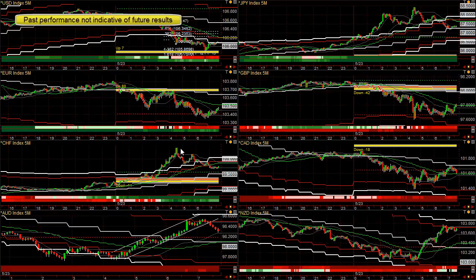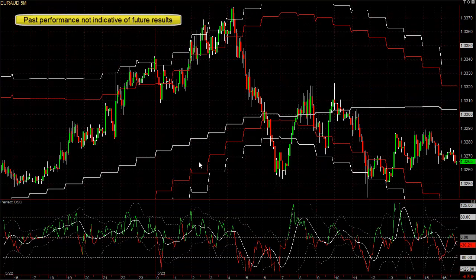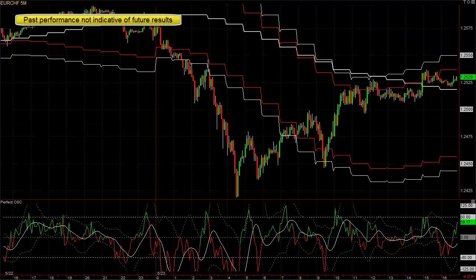The Swiss was a little bit topped out. So at 7 o'clock, you could also look for a euro-Swiss sell. This one's not quite as good, but we'll put this on there anyway. This will be the last example today. Euro-Swiss after 7, we're looking to buy.